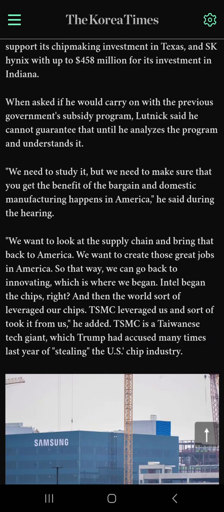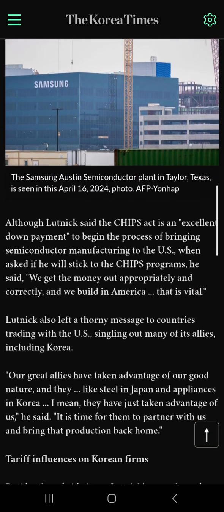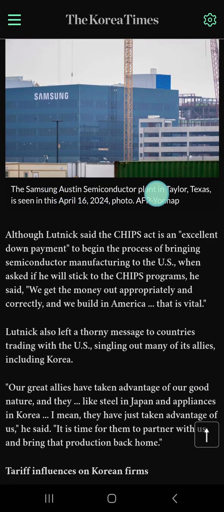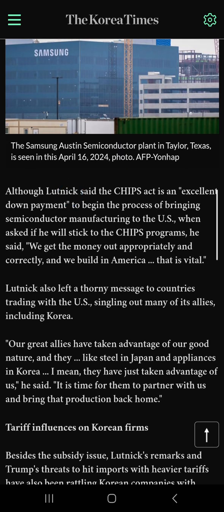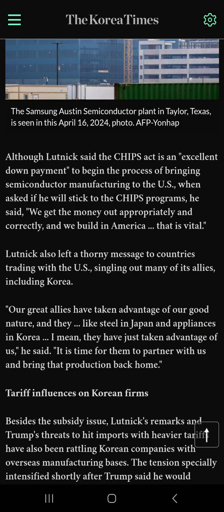He added, TSMC, the Taiwanese tech giant, which Trump has accused many times last year of stealing the U.S. chip industry. The Samsung Austin Semiconductor plant in Taylor, Texas, is seen in this April 16, 2024 photo. AFP, Yonhap. Although Lutnick said CHIPS is an excellent down payment to begin the process of bringing semiconductor manufacturing to the U.S., when asked if he will stick with the CHIPS programs, he said, "We get the money out appropriately and correctly and build in America. That is vital."